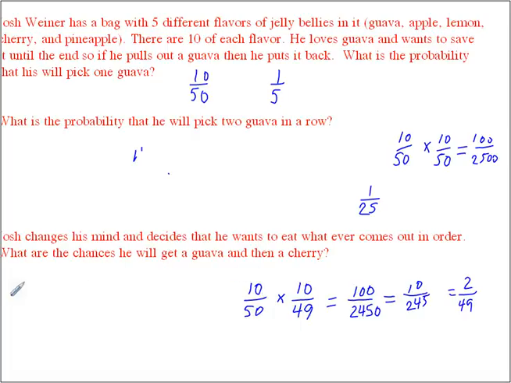If instead he wants 2 guava in a row this time, the first time he's got 10 out of 50. The second time, he now has 49 jelly beans to choose from, but he now has only 9 guava. So suddenly that changes the equation a little bit. It's going to be 90 over 2,450, the same amount on the bottom. So you can tell how this changes things a little bit. Simplified as best as we can, it's 9 over 245.